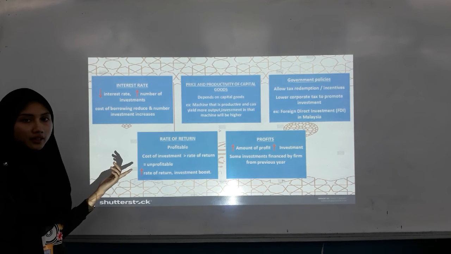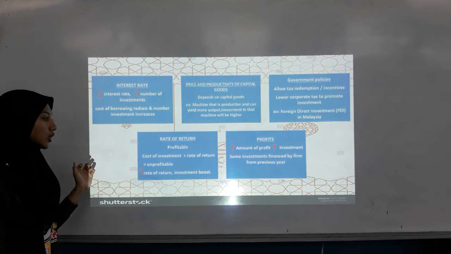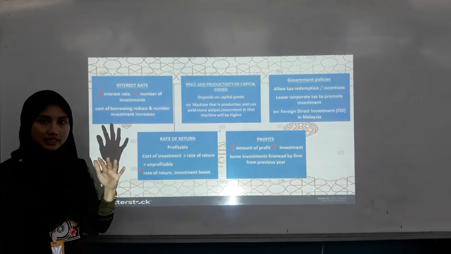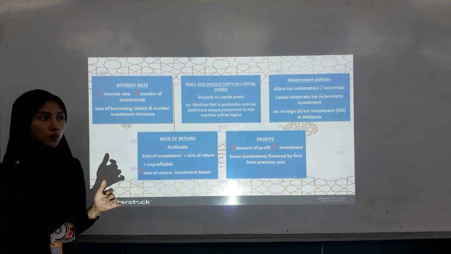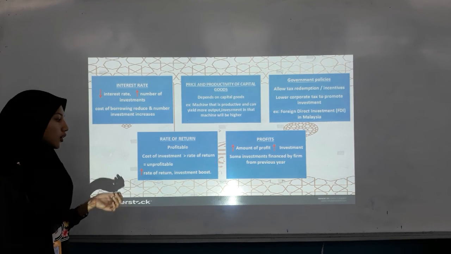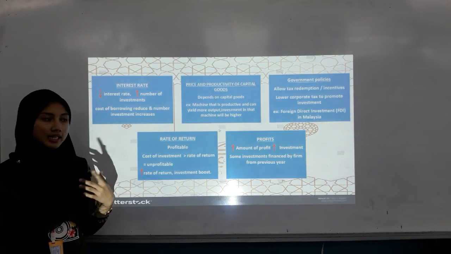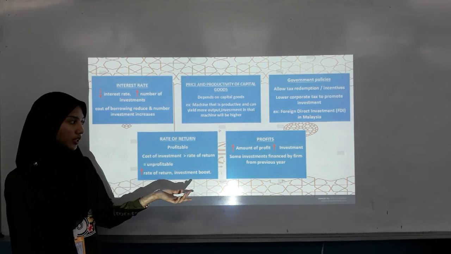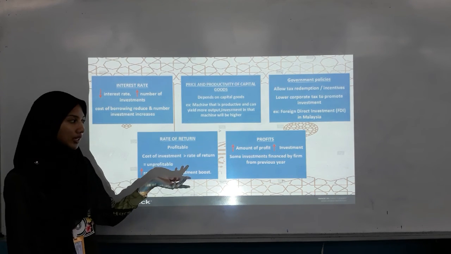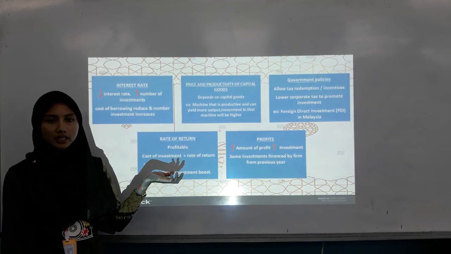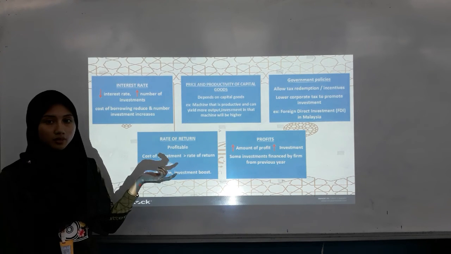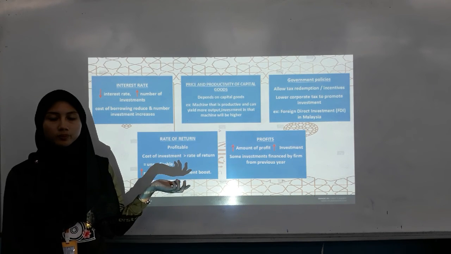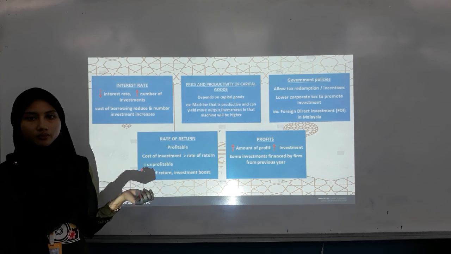And the fourth one is the rate of return. When the cost of investment is higher than the rate of return, it will not be profitable. So when the rate of return is higher, investment will boost. And the last one is the profit. The higher the amount of profit, the higher the investment rate. So some investments in Malaysia are financed by the firm from the previous year's profit.